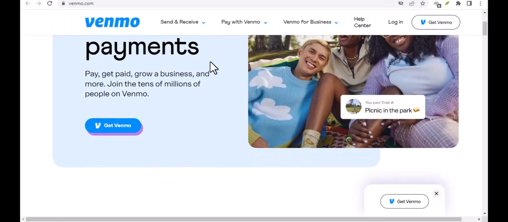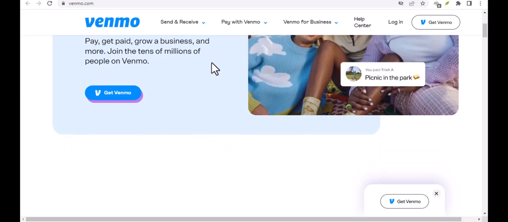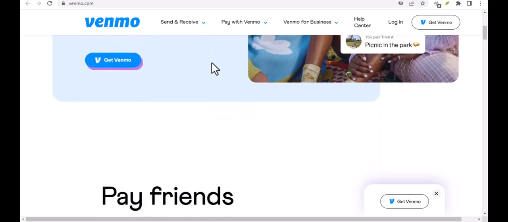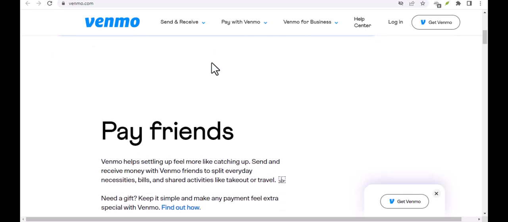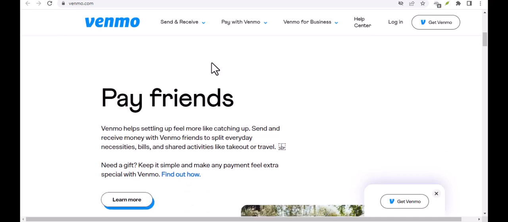Scenario 4, accidental payments, wrong person. This is the classic scenario. You sent money to the wrong person. Venmo's official advice is to contact the recipient and ask them to send the money back. This relies on their honesty and cooperation. If they refuse, you're often out of luck. You can try contacting Venmo support, but they generally won't intervene in these cases.